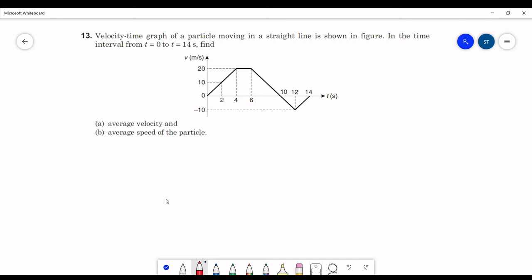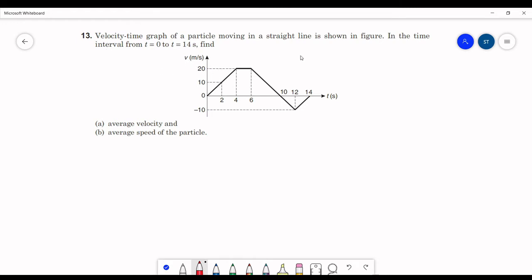The question given is: the velocity-time graph of a particle moving in a straight line is shown in the figure. In the time interval from t = 0 to t = 14 seconds, we have to find the average velocity and average speed of the particle.